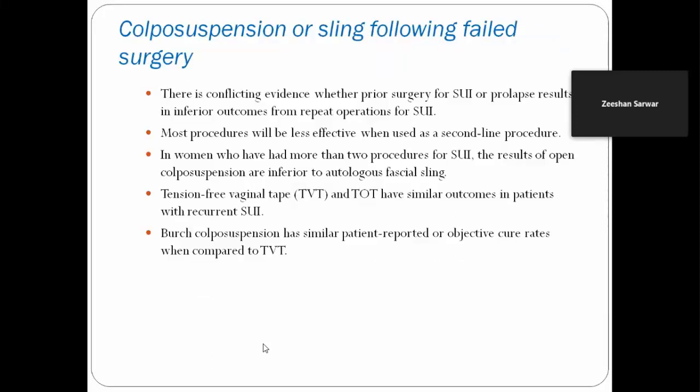The Colposuspension or sling following failed surgery: there is conflicting evidence whether prior surgery for stress urinary incontinence or prolapse results in inferior outcomes from repeat operations for stress urinary incontinence. Most procedures will be less effective when used as second-line procedure. In women who have had more than 2 procedures for stress urinary incontinence, the results of open Colposuspension are inferior to autologous fascial sling. Tension-free vaginal tape and transobturator tape have similar outcomes in patients with recurrent stress urinary incontinence. Retropubic and transobturator approaches have similar patient-reported or objective cure rates when compared to transvaginal tape.